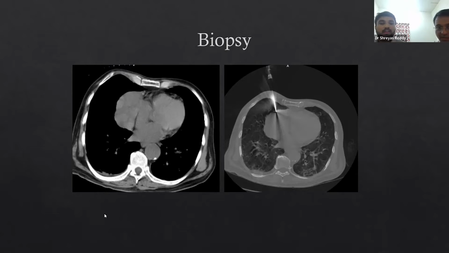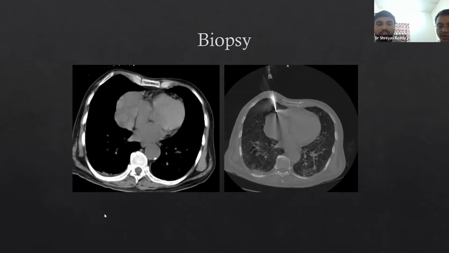And why have we chosen the CT approach for this case, Dr. Shreyas? Because there is intervening lung tissue which lies between the skin as well as the mass. So we cannot visualize that on ultrasound guidance. Therefore, CT is preferred here. Exactly. So the lung parenchyma generally forms a barrier to the visualization of soft tissue masses. So we have gone with the CT approach.